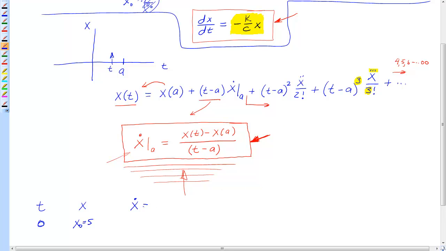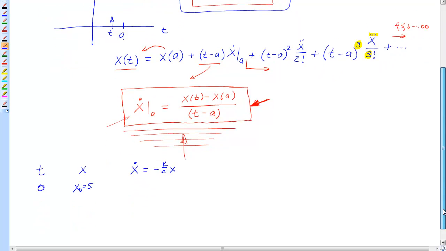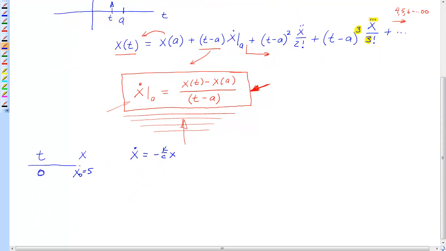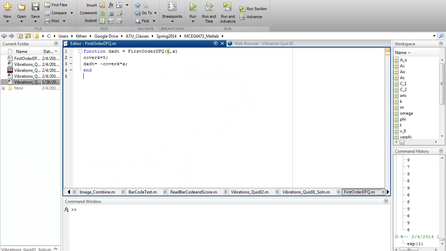Let's look back and see, what did I decide C over K was? I decided it was going to be 5. Let's change it to something, because I have too many 5s here. Let's change it to 2.